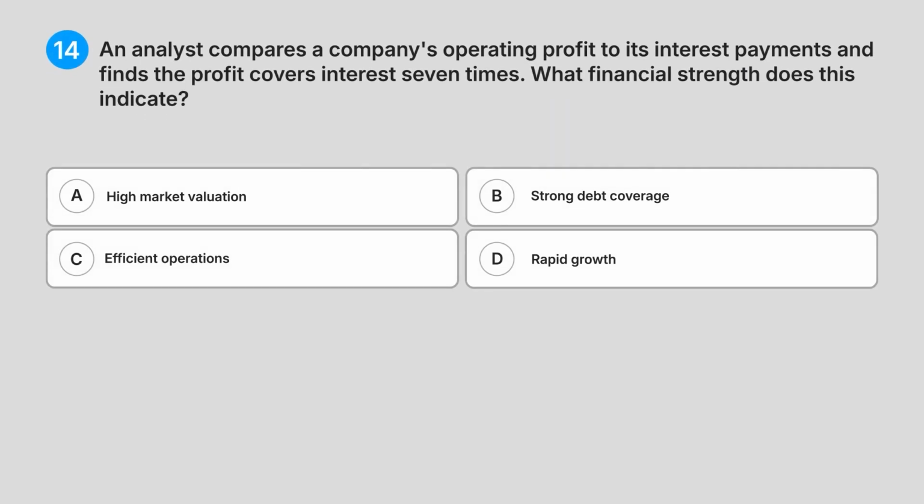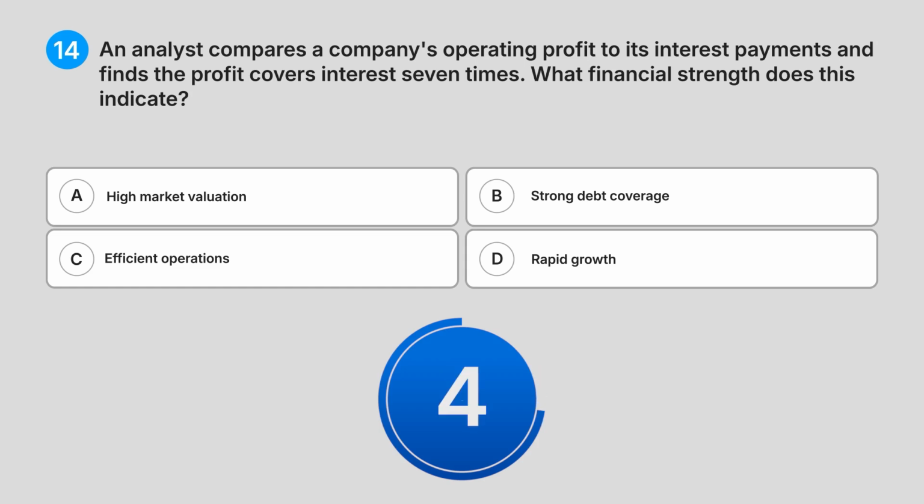14. An analyst compares a company's operating profit to its interest payments and finds the profit covers interest 7 times. What financial strength does this indicate? A. High market valuation. B. Strong debt coverage. C. Efficient operations. D. Rapid growth. Can you guess the answer?